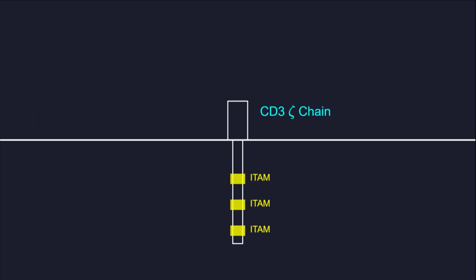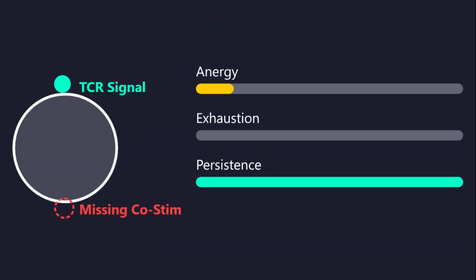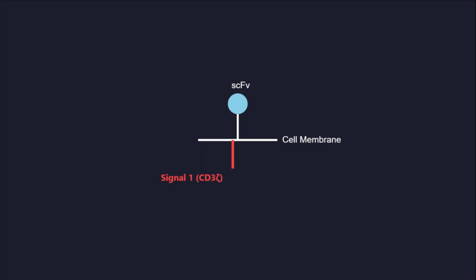Intracellularly, the receptor contains signaling domains that trigger T cell activation. First-generation receptors utilized only the cluster of differentiation 3 zeta chain, containing 3 immunoreceptor tyrosine-based activation motifs. These early designs frequently failed in clinical trials because they lacked necessary co-stimulatory signals, leading to T cell anergy, metabolic exhaustion, and a lack of long-term persistence.